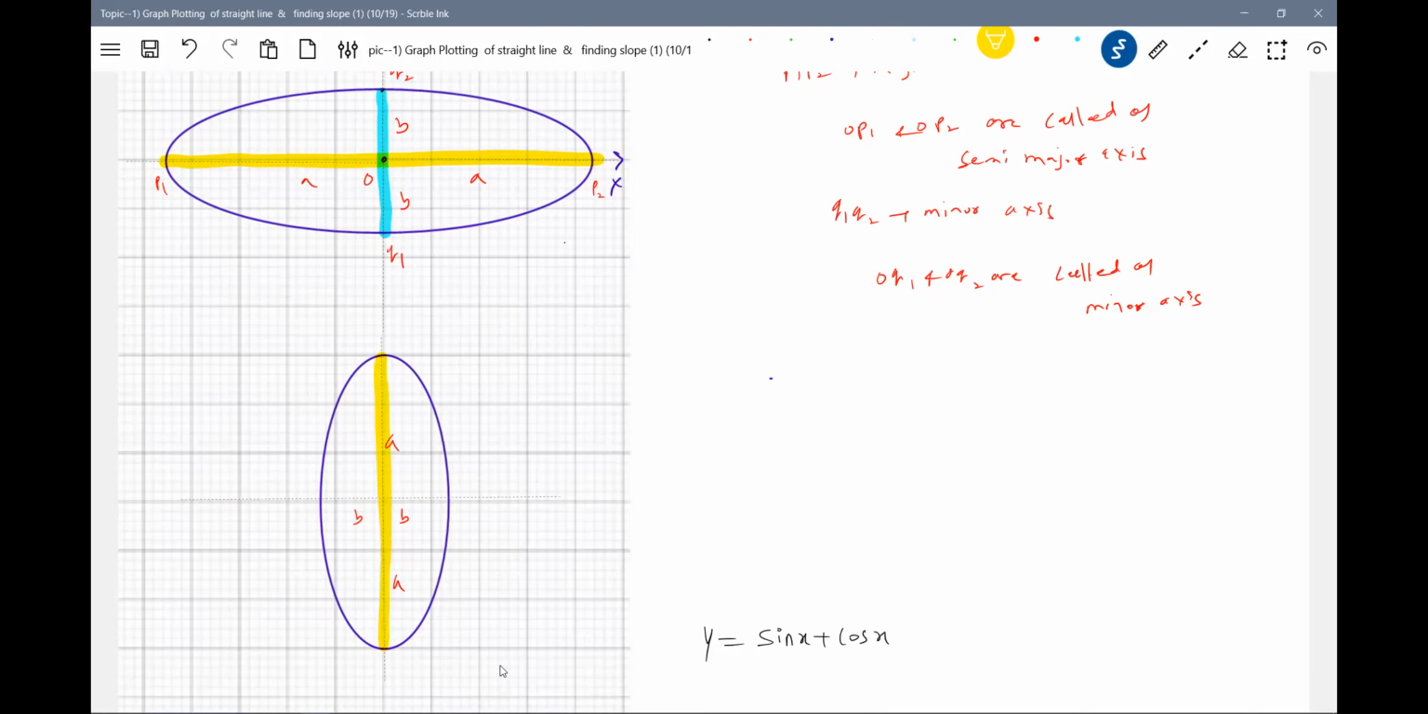Still, I'll retain the same values of A. We will take this as A, this is A, this is B, this is B. In this case, what is the equation of ellipse? Again, the same thing, x square by A square plus y square by B square equal to 1. But here, A less than B. Able to understand this, the basic condition? So like this, we get the equation of ellipse here.